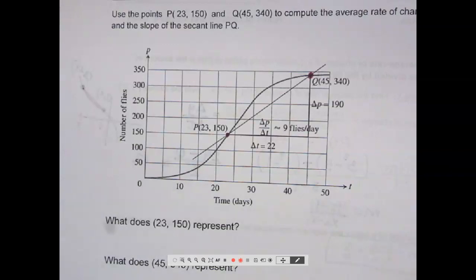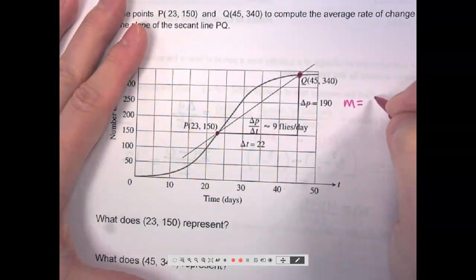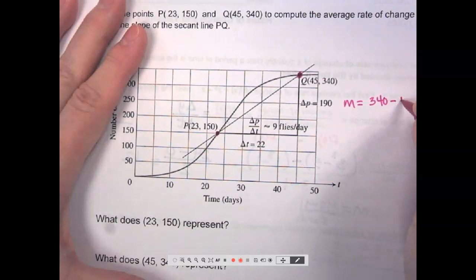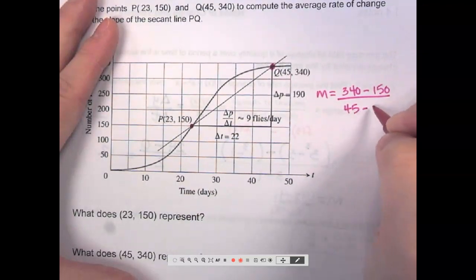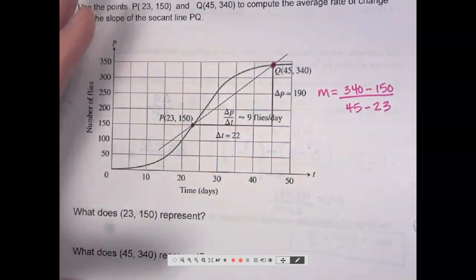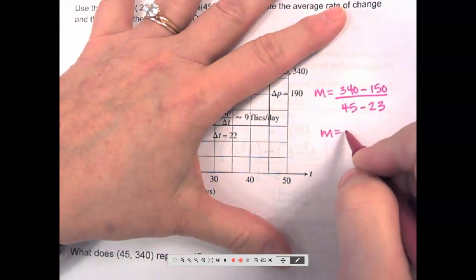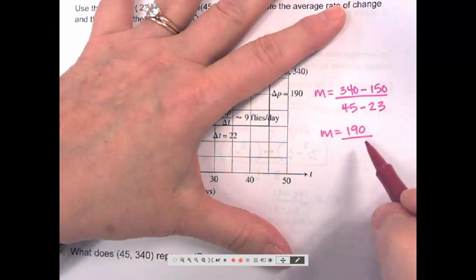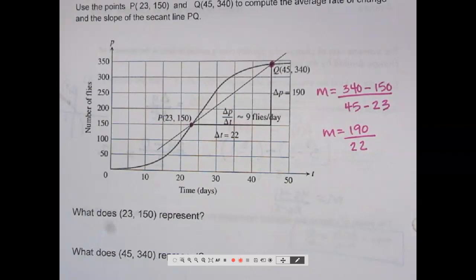We're just going to straight up use our slope formula. So y2, 340, minus y1, 150, over x2 minus x1. Let's crunch some numbers there. 340 minus 150 is 190. And 45 minus 23 is 22. Let's see what that reduces to. 8.636.